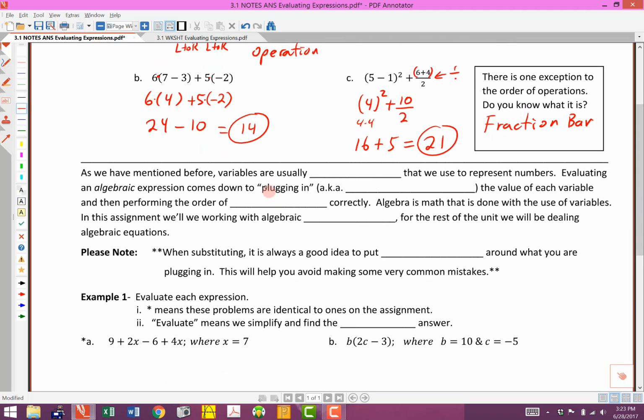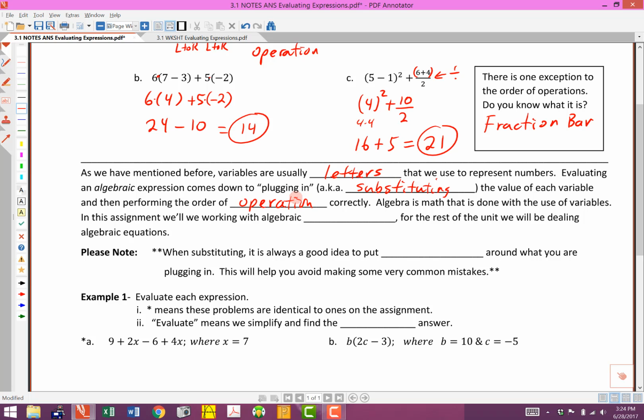As we've mentioned before, variables are usually letters that represent numbers. Now we can use any symbol that we want. Letters are just kind of a convenient symbol that everybody's familiar with. And what we're going to do is evaluate algebraic expressions, and what this comes down to is plugging in, or the technical word for that is substituting. We're going to substitute the value of each variable, and then we're going to perform the order of operations correctly.